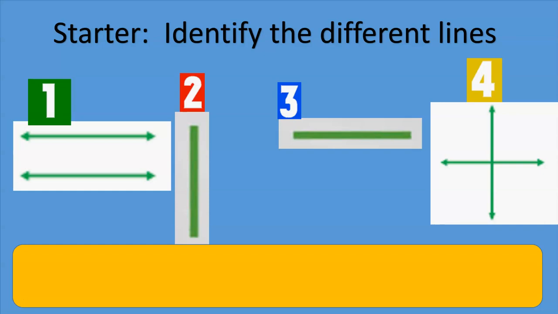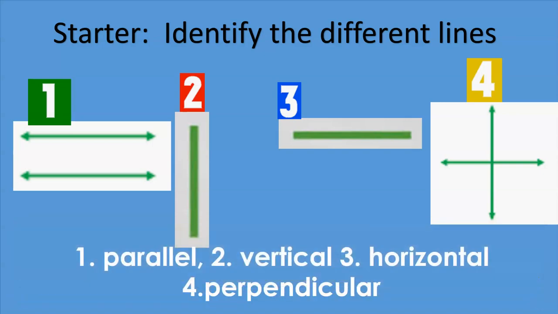Time is up. Now, let's reveal the answers. Number 1 are parallel lines. Number 2, it's a vertical line. Number 3, horizontal line. And number 4, perpendicular lines. Did you get all the correct answers? Great job. Today, we are going to focus more on number 1 and number 4, which are parallel and perpendicular lines.